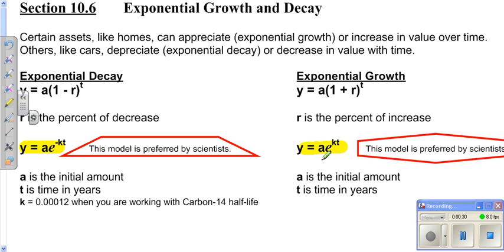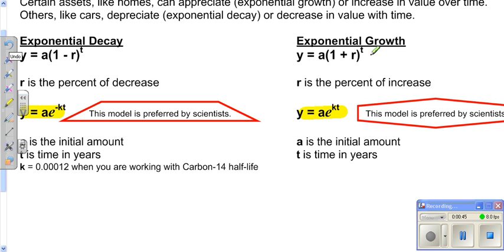If it's an exponential growth where things are increasing, you use the one where the k is positive. If it's an exponential decay, then you use the one where the exponent here is negative. You also have your non-scientific ones up here. You still have a growth and a decay situation. For the decay, you are subtracting your r. For growth, you are adding your r.